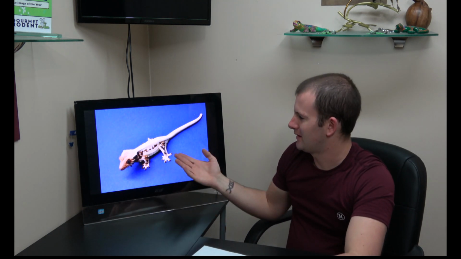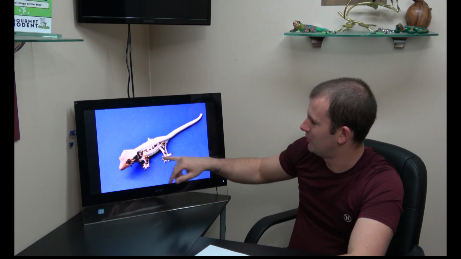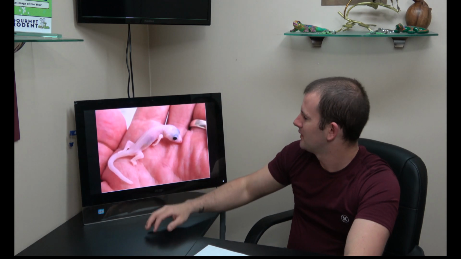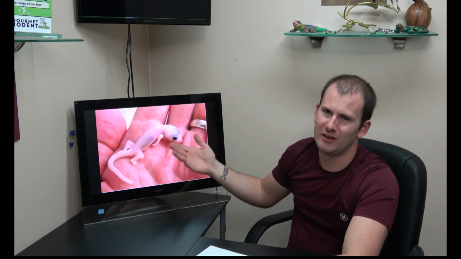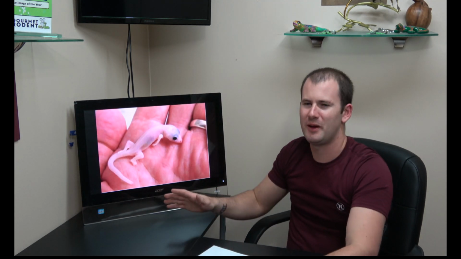So the het form of a lily white looks like this. They've just got a ton of white pattern all over them. Gorgeous animals, by the way. The super form is a fatal leucistic. They don't survive. They're leucistic. They have no pigment whatsoever, but unfortunately it's a fatal gene.